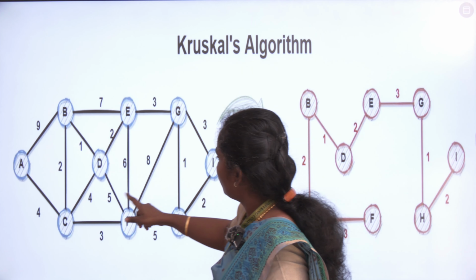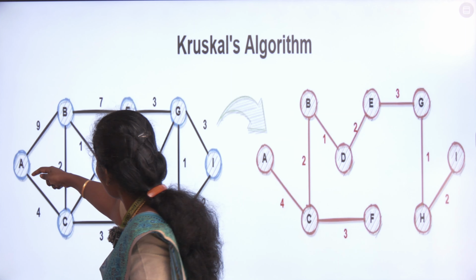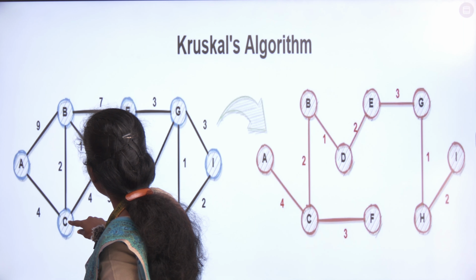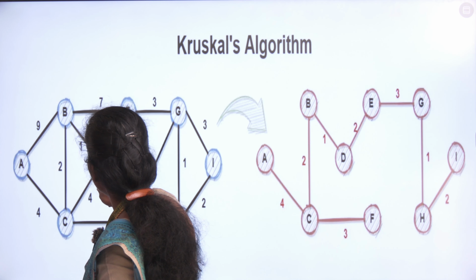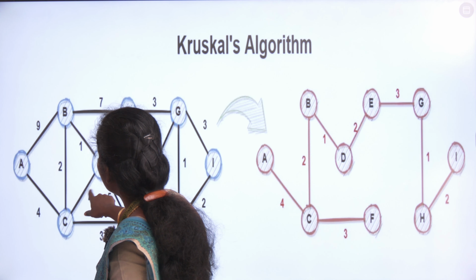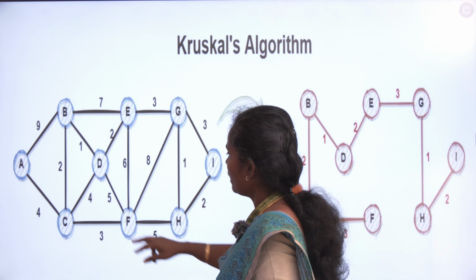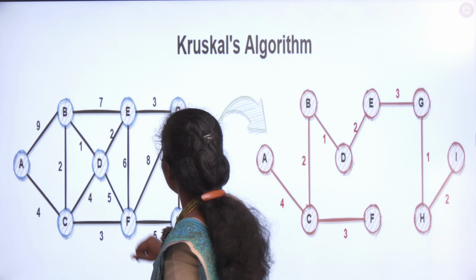Next thing I will go with the 4. See here I will choose A to C. Next I will go for C to D. I will not choose C to D because if I choose C to D, it will form a loop. So I will not choose C to D.